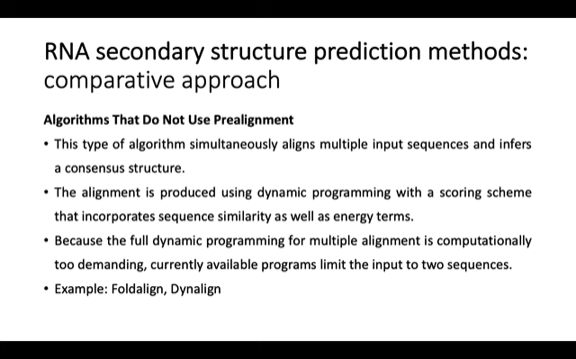Second are the algorithms which do not use pre-alignment. These types of algorithms simultaneously align multiple input sequences and infer a consensus structure. The alignment is produced using dynamic programming with a scoring scheme that incorporates sequence similarity as well as energy terms. Because the full dynamic programming for multiple alignment is computationally too demanding, currently available programs limit the input to only two sequences, because dynamic programming is computationally too expensive. Examples of such programs are FoldAlign and Dynalign.